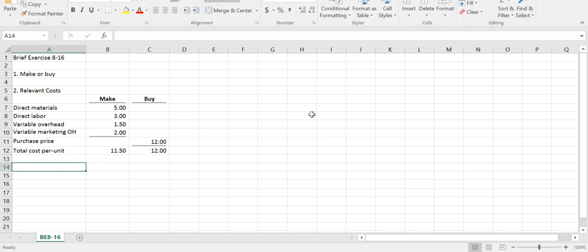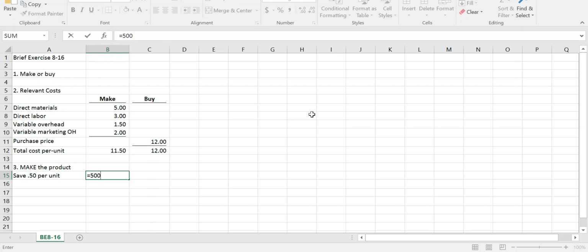So in part 3, it asks us to determine what is our better alternative. So we know that every company goes into business to make money, and the best way for us to make money is to keep our costs low. So in this case, our best option would be to make the product because it would be cheaper. We would save 50 cents per unit. They tell us that we have to create 5,000 units and we'd save 50 cents, so we would have a bottom line increase of $2,500 if we chose to make it versus buying that product.